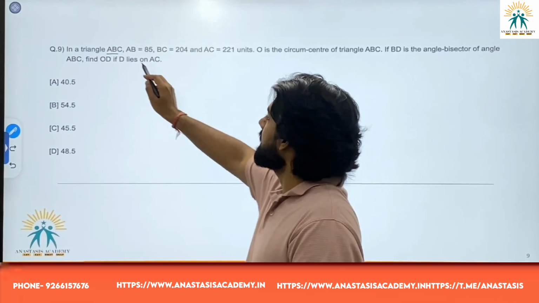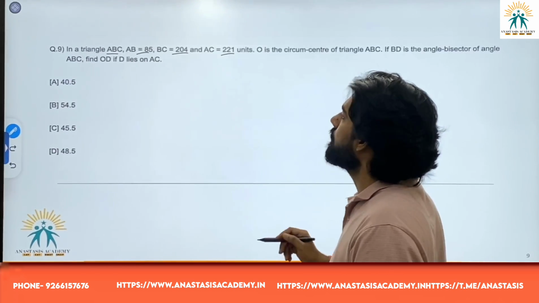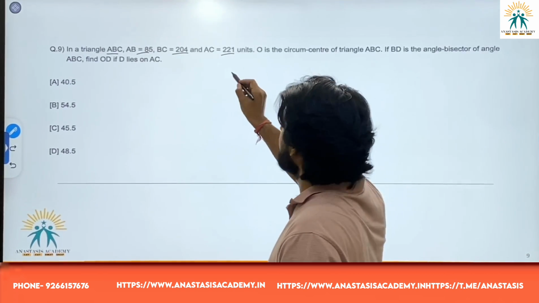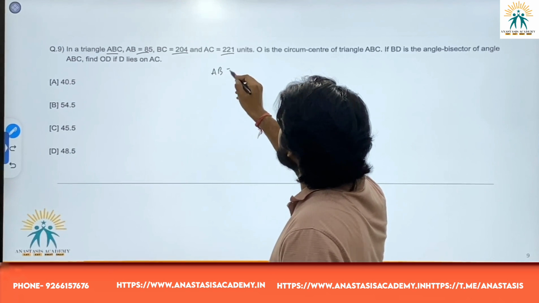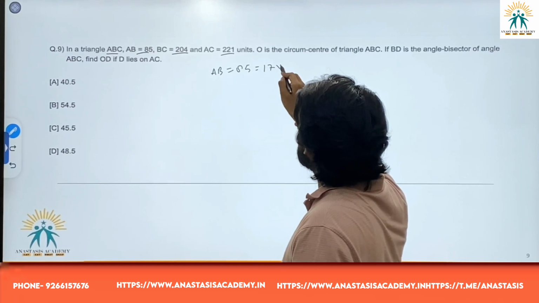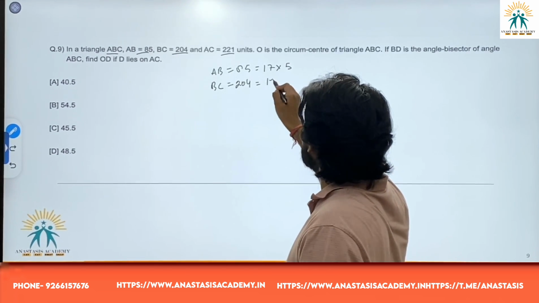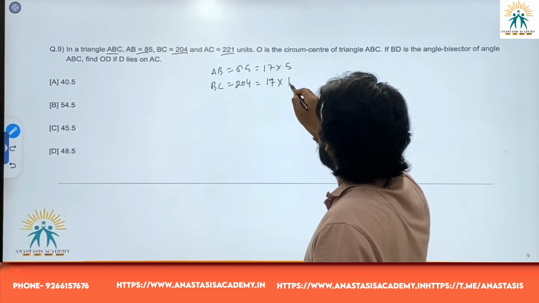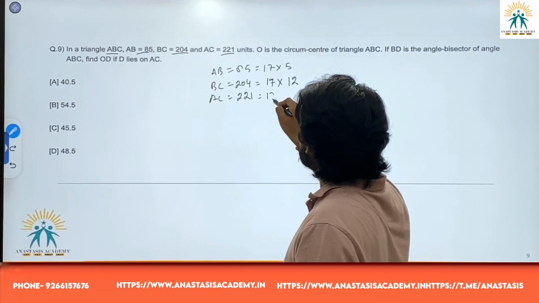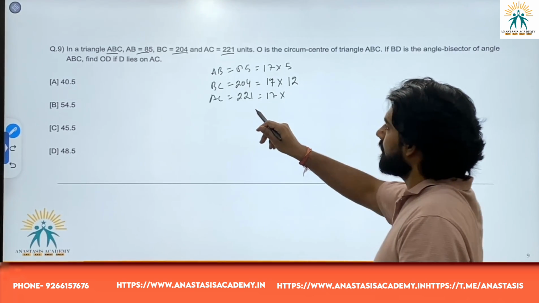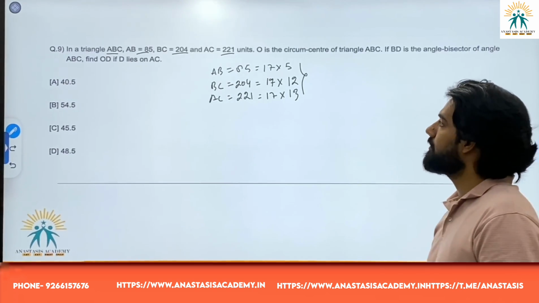In a triangle ABC, AB is equal to 85, BC is 204 and AC is 221. I can observe these lengths as multiples of 17. AB is given as 85, which is 17 into 5. BC is given as 204, which is 17 into 12. And AC is given as 221, which is 17 into 13. This is a Pythagorean triplet 5, 12 and 13.